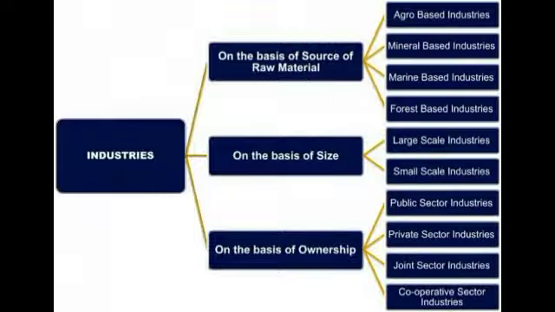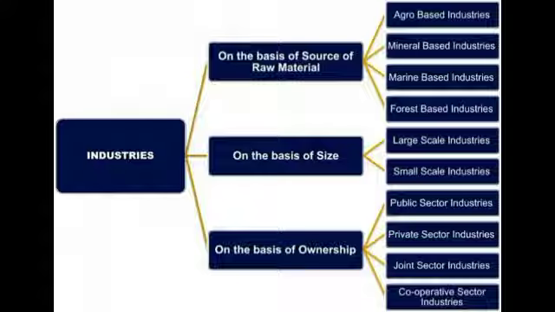So next we are going to discuss the types of industries. Industries can be classified into several groups. They can be classified on the basis of their size, raw materials and ownership. The size of an industry depends upon the amount of capital invested, the number of laborers employed and the amount of goods produced.